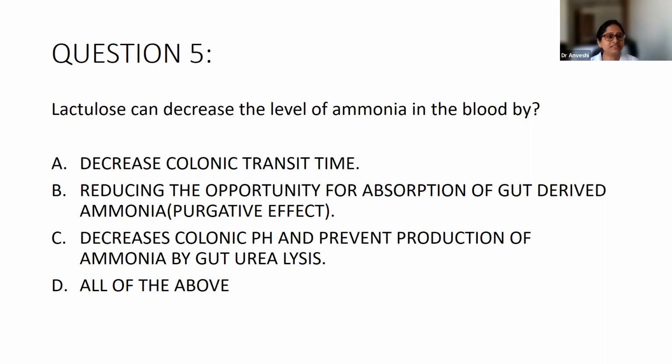The next question is, lactulose can decrease the level of ammonia in the blood by: option A, decreasing colonic transit time; B, reducing the opportunity for absorption of gut-derived ammonia by purgative effect; C, decreasing colonic pH and preventing production of ammonia by gut urea lysis; and option D, all the above. Please type your answers in the chat box.